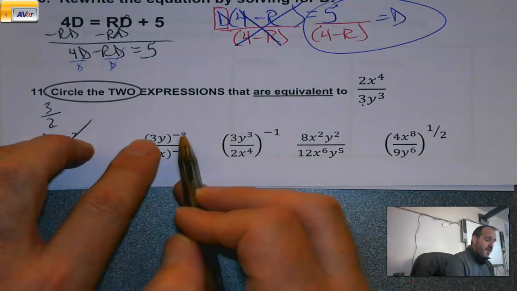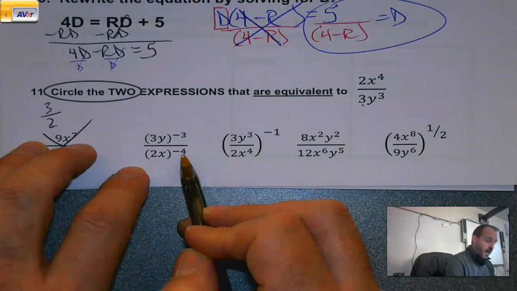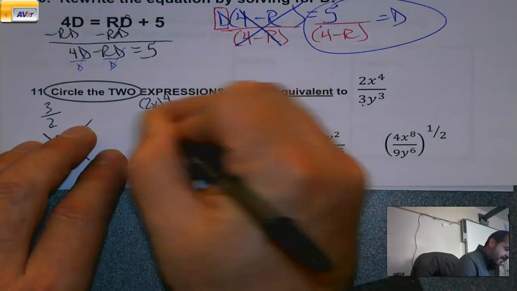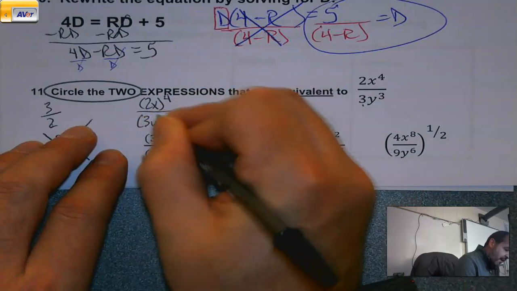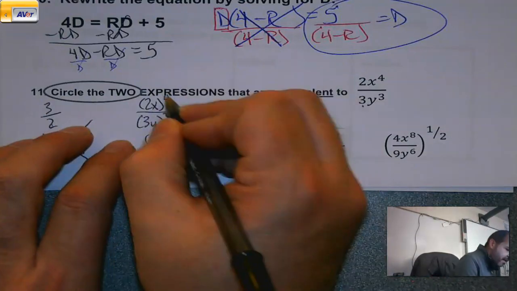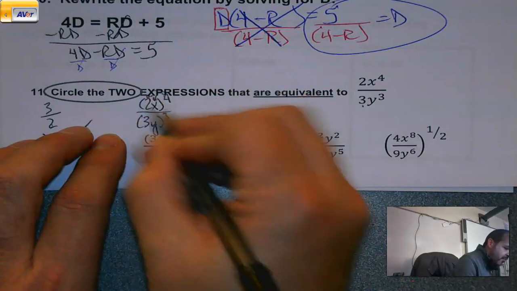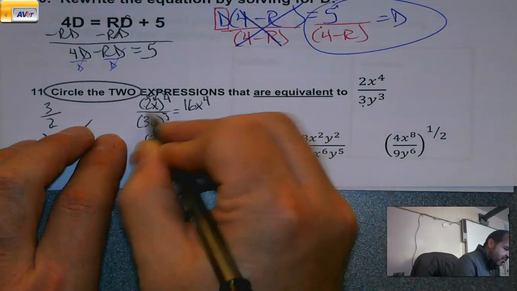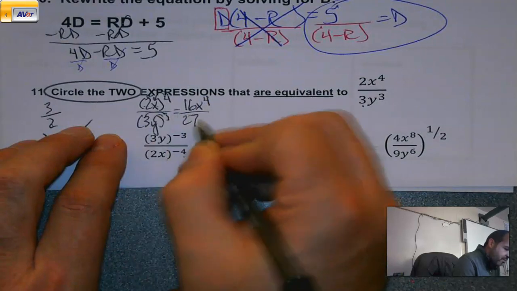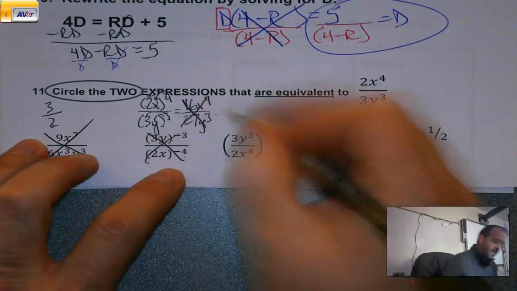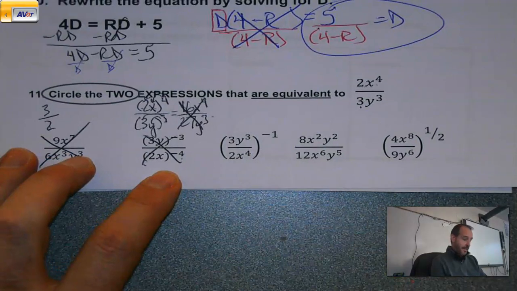Here, what do negative exponents do? They flip stuff. So I flip 2x to the 4th to the top. I flip 3y to the 3rd to the bottom. I'm looking at this, I'm like, maybe on this one. But then I remember, wait a minute. I distribute that 4 through. I distribute that 3 through. Same thing? Nope. Okay, not this one. So 2 out of these 3 are going to work.